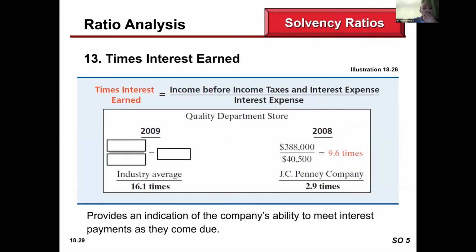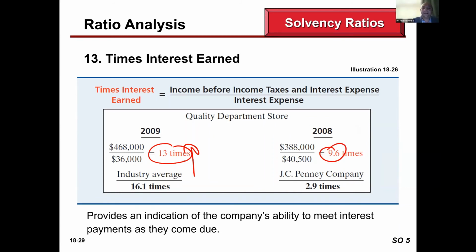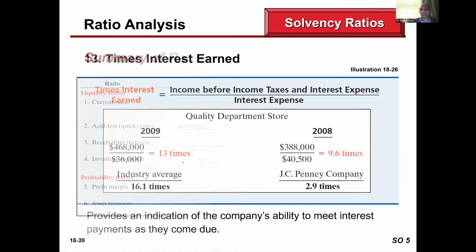What about times interest earned? Times interest earned covers, because if you have a high debt, you pay a lot of interest to the bank. So how many times does your net profit cover the interest? Here, for example, it covered 13 times. The more it is, the better, so this is very good. Last year it was 9.6, and this year it is 13 times. So you're doing better than last year.